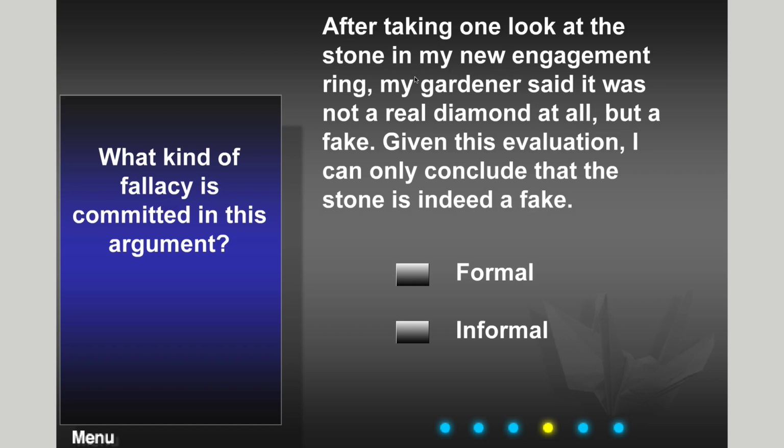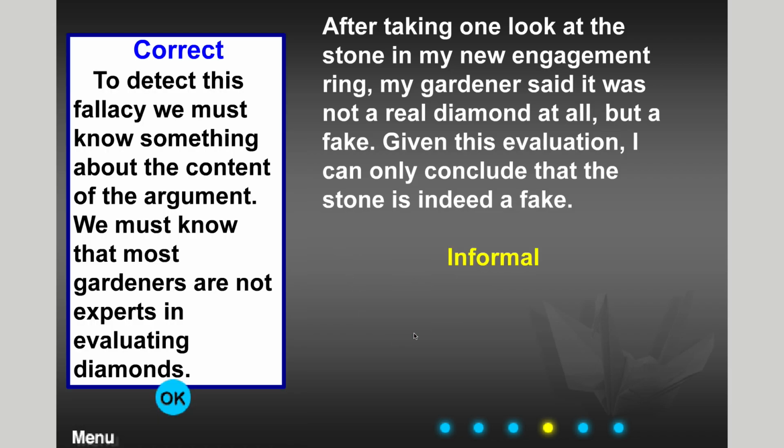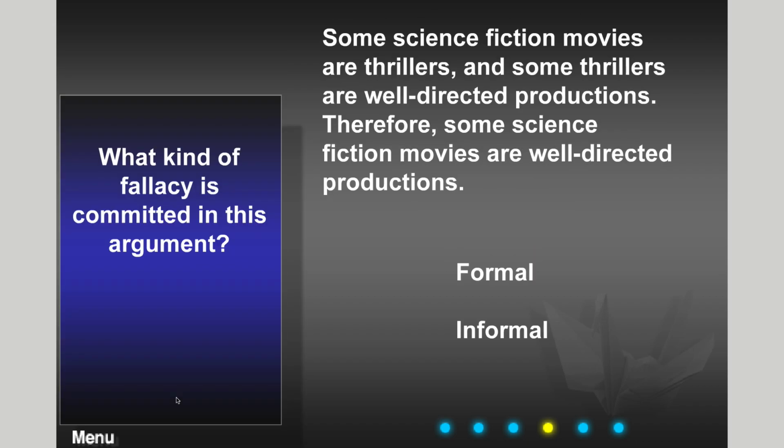So here we have to look at the content. We have to know what a gardener is, what type of person could, right? Note if something is a real diamond or not, right? So let's see if it's informal. Good. So to detect this fallacy, we must know something about the content of the argument. We must know that most gardeners are not experts in evaluating diamonds. That's fairly clear. Now, it could be that the gardener does have this background or something, and that we have evidence that's not presented, but as it is here argued, no, it's a fallacious argument.